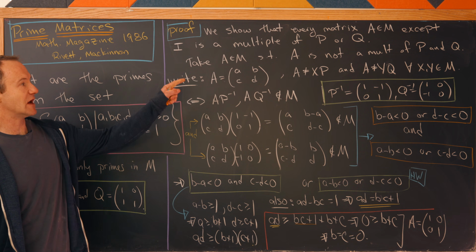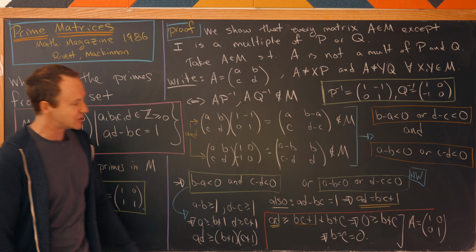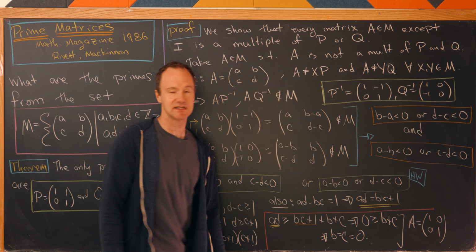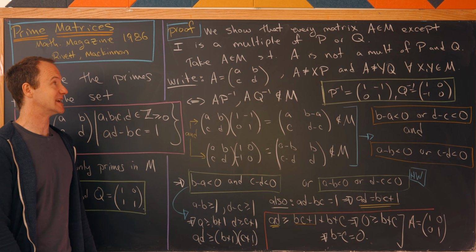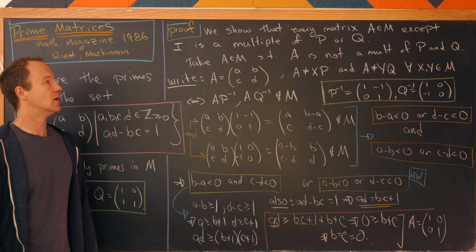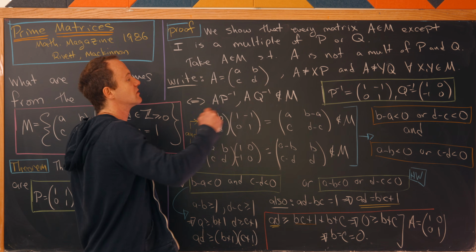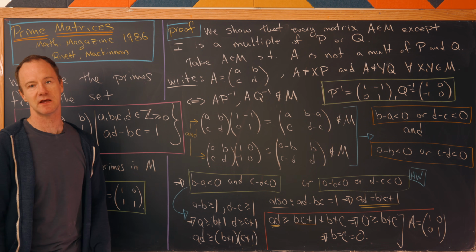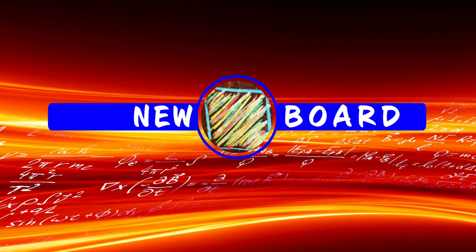Okay, so let's reiterate what we did. We supposed that A was not a multiple of P and it was not a multiple of Q, and we showed that A had to be the identity matrix. So what that means is that every other matrix is a multiple of P or Q, which tells us that every other matrix can be completely factored into factors of P and Q. So let's summarize that on the next board.